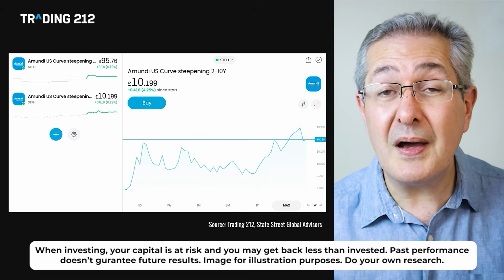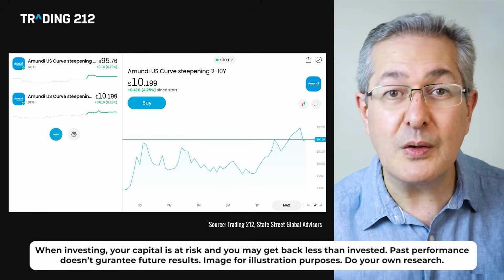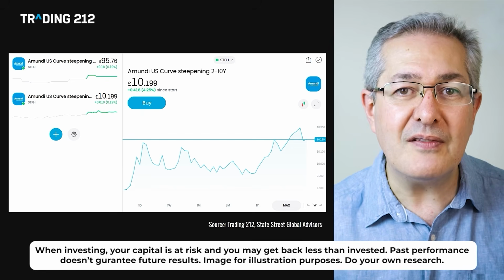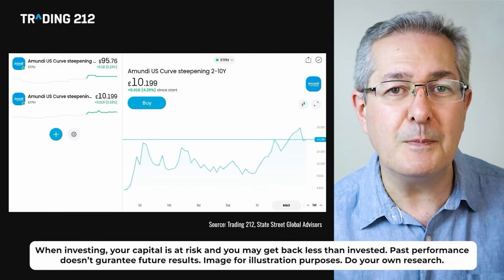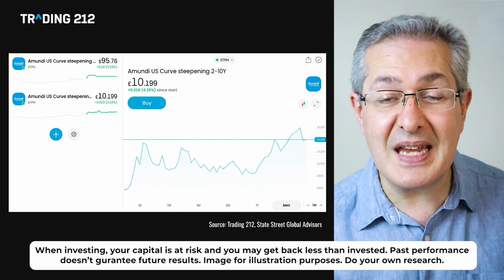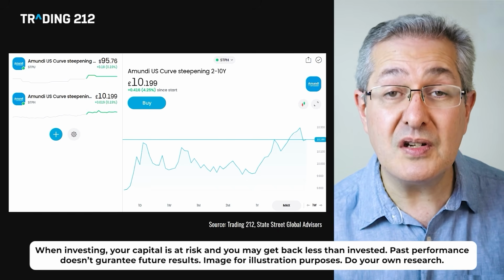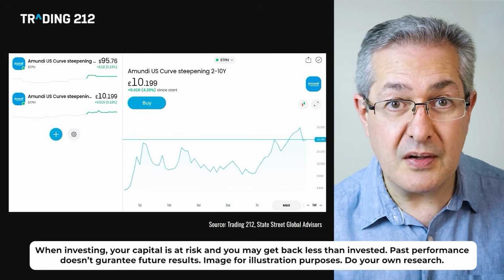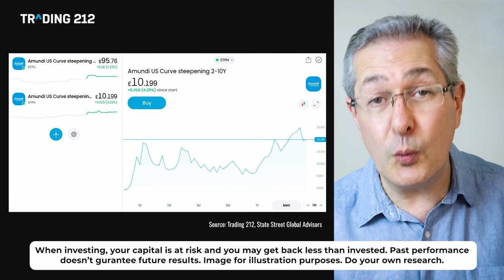Now, it is possible to buy exchange-traded funds which benefit if the yield curve does steepen. So instead of profiting from yields rising or falling generally, these funds will benefit from the 10-year US yield rising relative to the 2-year yield, for example. Examples of such ETFs include the Amundi US Curve Steepening 2 to 10 year. This is available with ticker STPH, and that version is sterling currency hedged, or STPU, which is unhedged. And so the unhedged version of a fund will gain or lose in value as the dollar strengthens or weakens versus sterling.